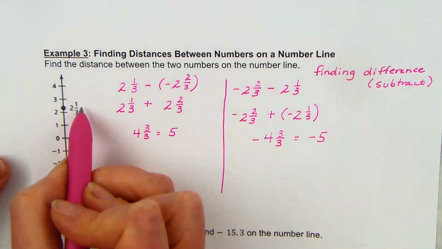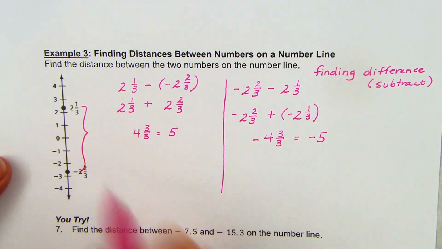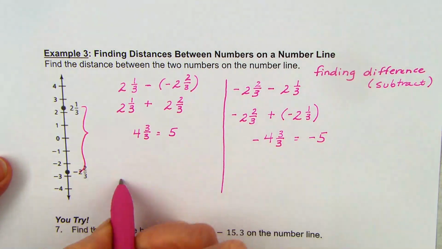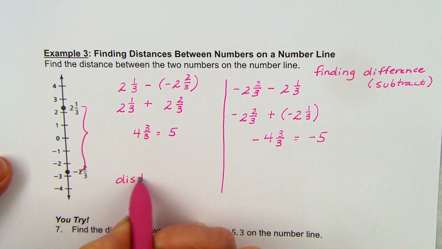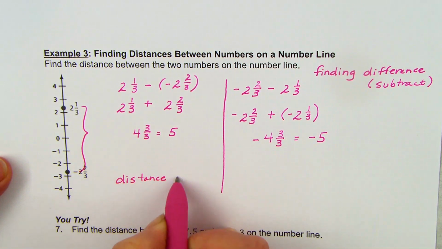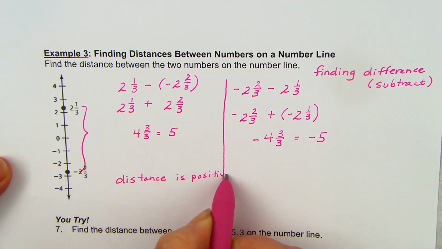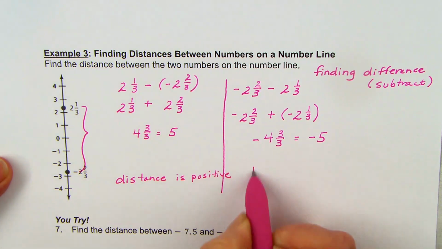But since I'm just looking at the distance between the two numbers, I actually want the absolute value. Distance is positive, so I want the absolute value.